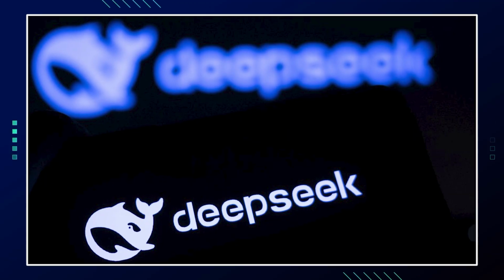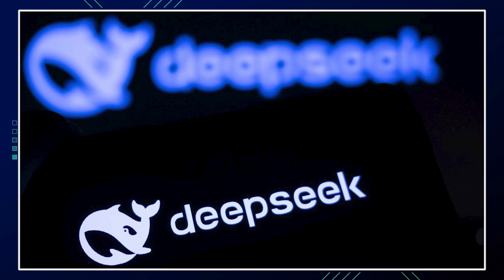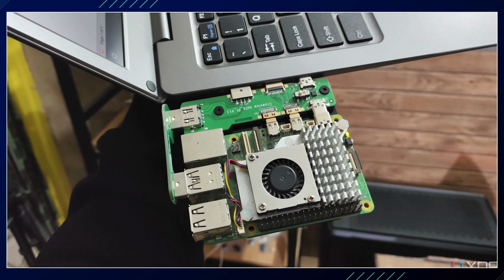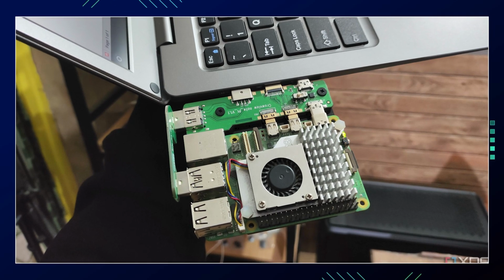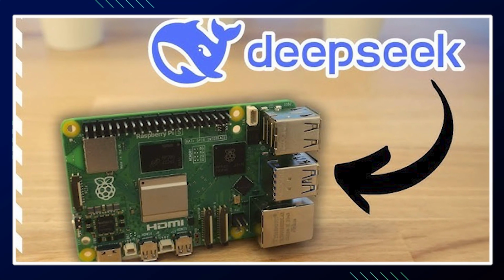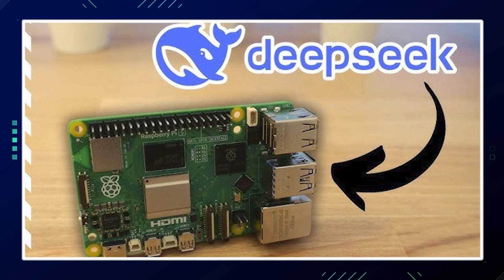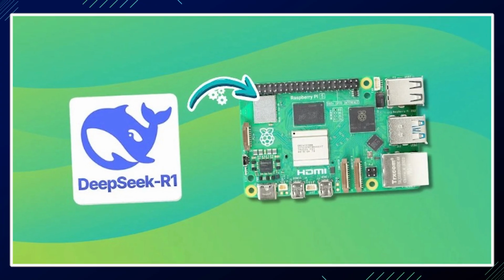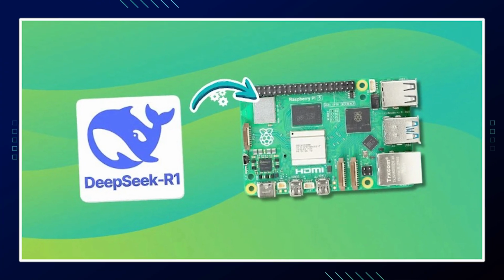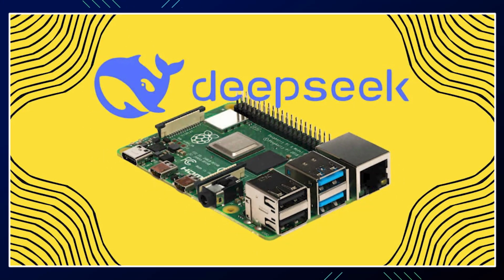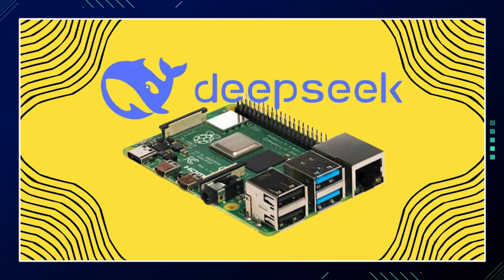So Deepseek R1, which is an advanced AI language model, can be run locally on a Raspberry Pi using llama. Now, here's how to set it up. Prepare your Raspberry Pi, right? Use a Raspberry Pi 4B or higher with at least 4 gigabytes RAM, right? Install a 64-bit OS like Ubuntu Server or Raspberry Pi OS Lite. Now ensure your system is up to date.